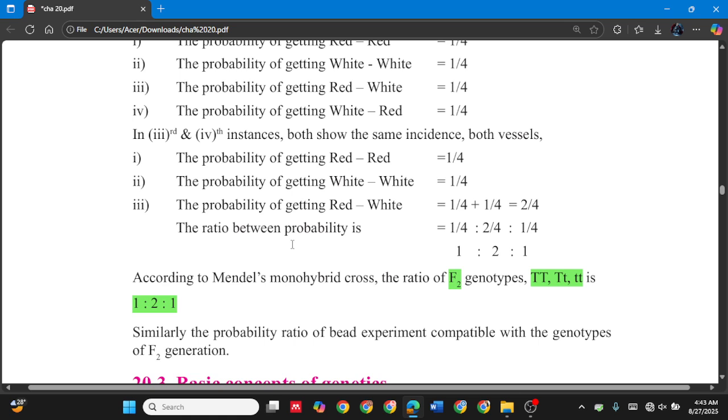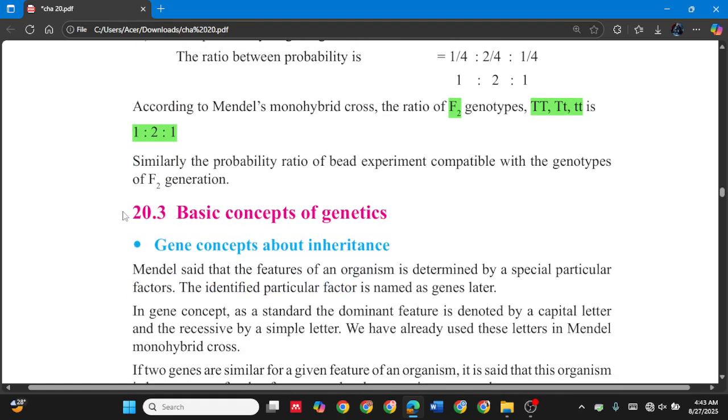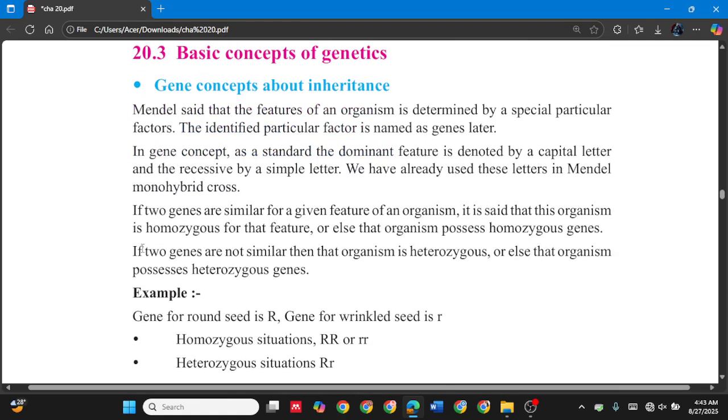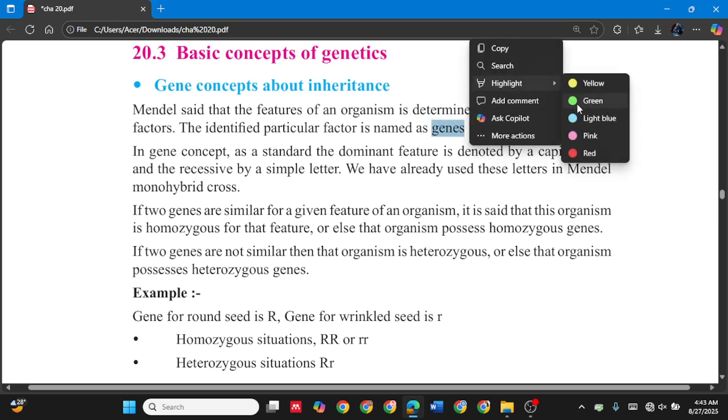1 to 2 to 1, and their genotypes are capital T capital T, capital T simple t, and double simple t. Now we come to the basic concepts of genetics, gene concepts about inheritance, the things which we have learned. Mendel said that features of an organism are determined by special particular factors. The identified particular factors were named genes later. So they are the ones we are calling genes.